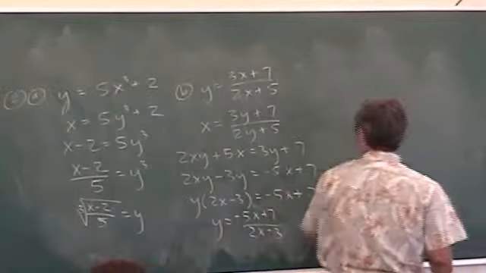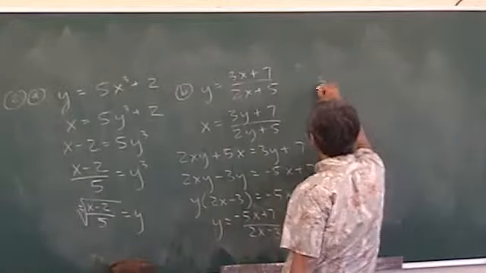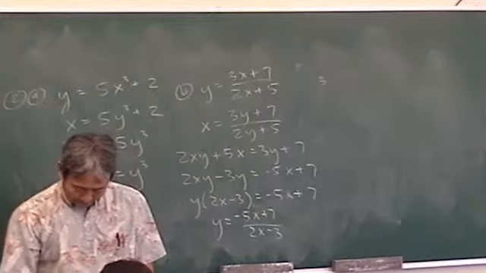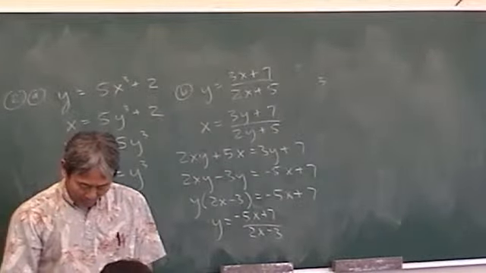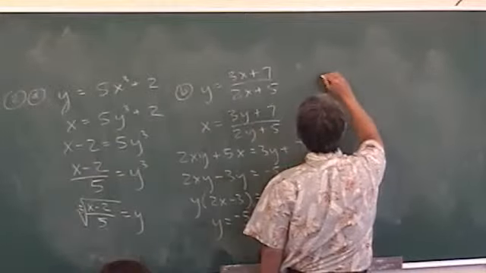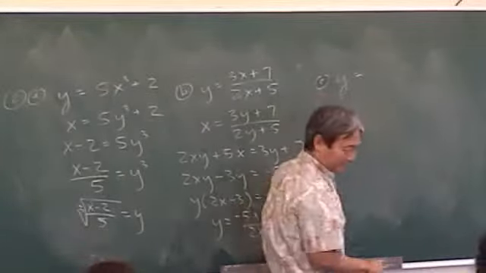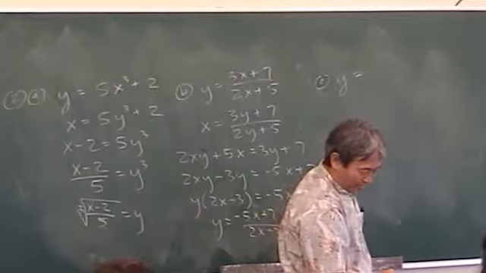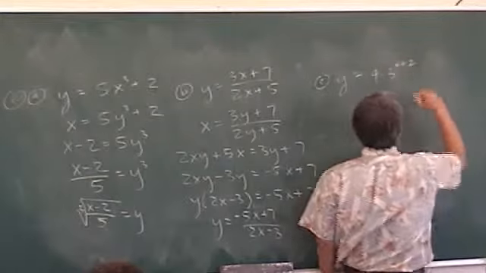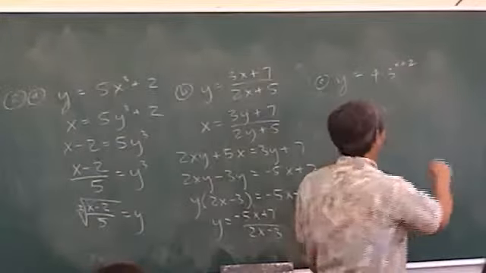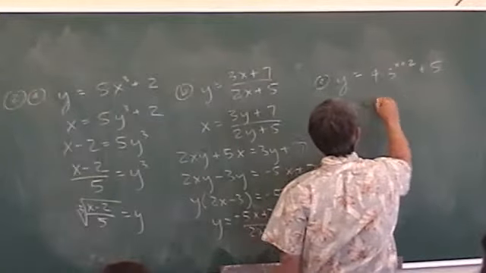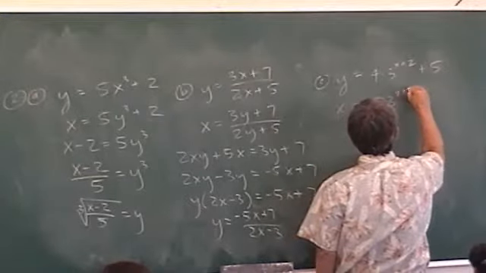I'm going to erase this already. Okay, we're moving on to number 3. Find the inverse. y equals 4 times 3 to the x plus 2, plus 5. Okay, first step, switch the x's and y's. Oh, I got 1 point, Mr. Park.